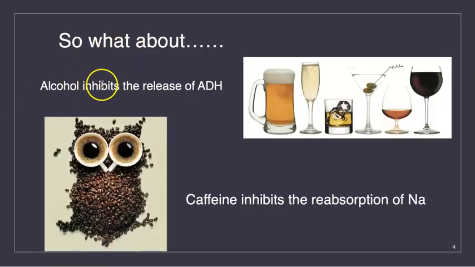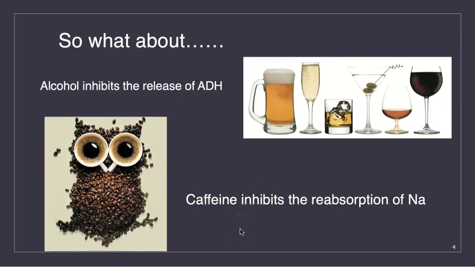So what about alcohol? You may have heard of people breaking the seal if they've been drinking a lot. Basically, alcohol is going to inhibit the release of antidiuretic hormone. So again, antidiuretic hormone means reabsorption of water. So if we're inhibiting something that causes us to retain water, we're naturally going to lose it in our urine.